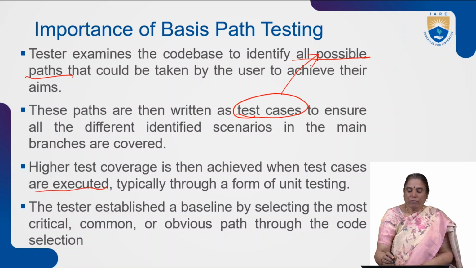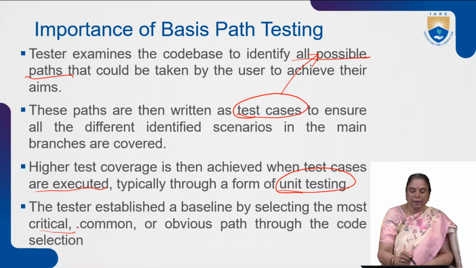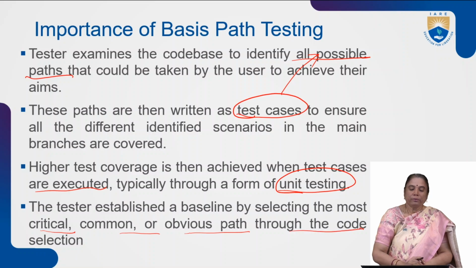Typically, through a form of unit testing, independent components can be tested. The tester establishes a baseline by selecting the most critical, common and obvious path through the code.